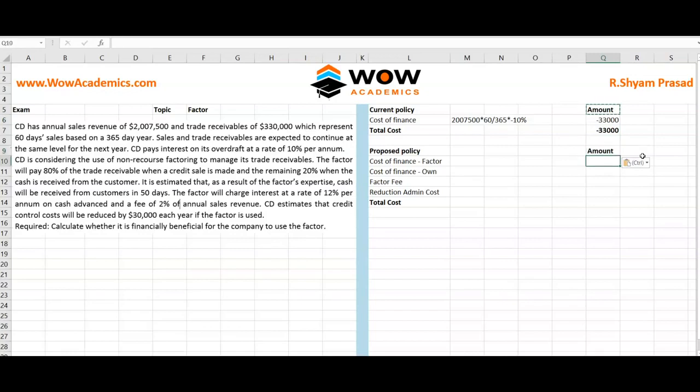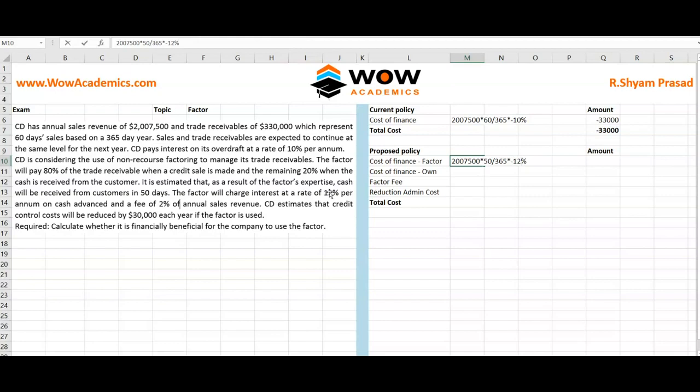The proposed cost has several variables here, and we have to work out one by one. The first one is the cost of finance, which is given by the factor. We'll copy this number so that it is easier to work out. The sales is going to remain the same, but the factor will give us our payment and receive the payment from the customer in 50 days time rather than 60 days. So our receivable will be only for 50 days, but the factor will not charge 10%. He will charge 12%.